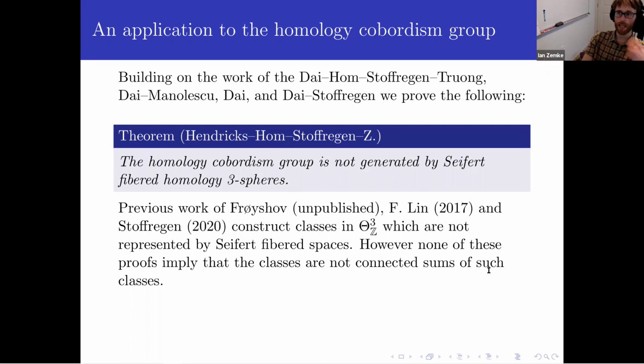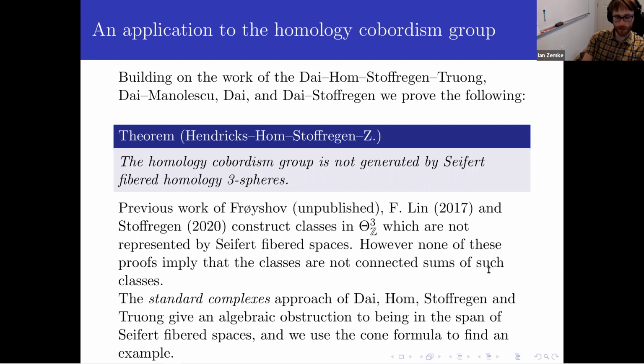So maybe you need connected sums of Seifert fibered spaces to generate everything, because a connected sum of a Seifert fibered space might not be Seifert fibered. But we proved that they don't span the homology cobordism group. So they're in some sense a small portion of the homology cobordism group.